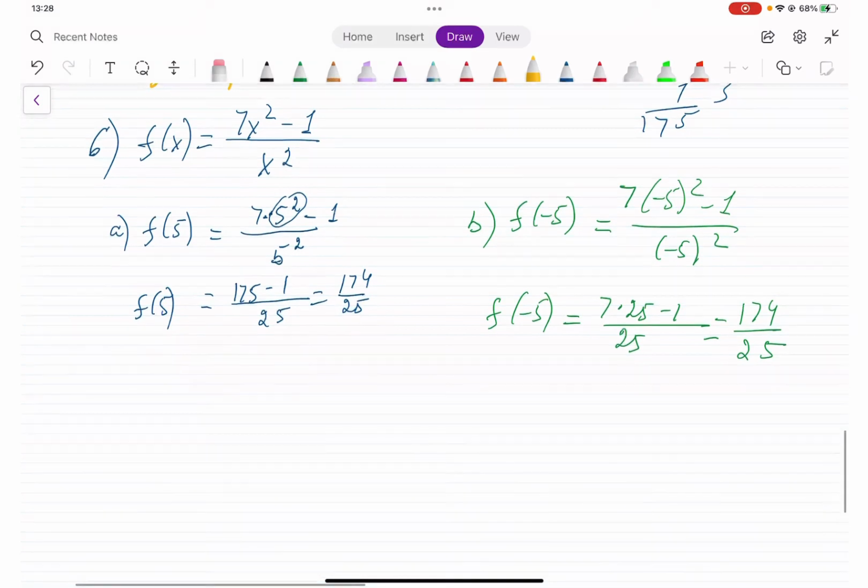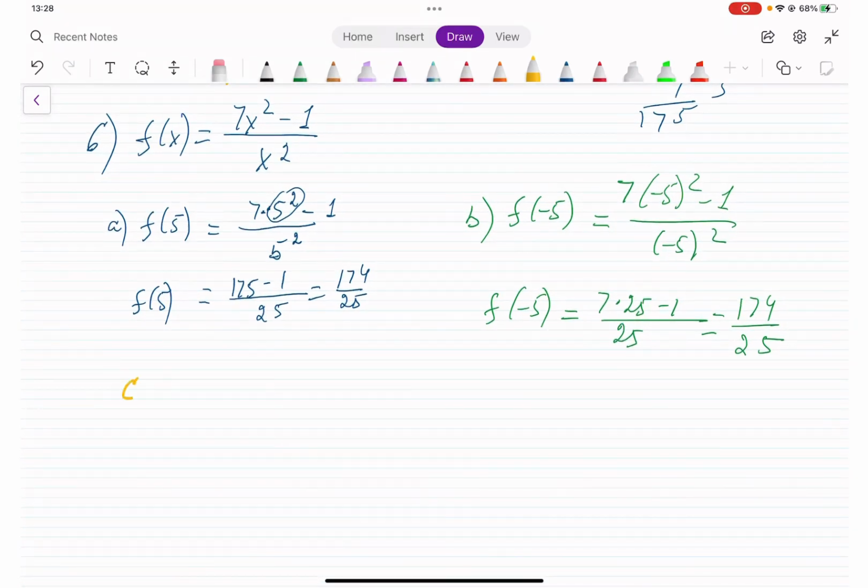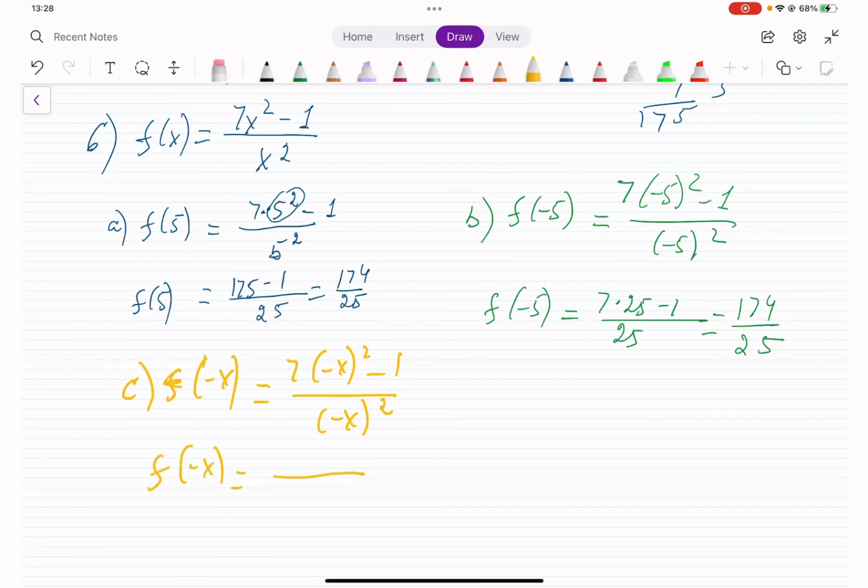And lastly, C. We need to find f of negative x. So it's going to be equal to f of x because, again, x to the power 2 is going to be the same positive x squared. Well, let's see: 7 times negative x squared minus 1. Here is negative x squared, which means f of negative x is equal to 7x squared minus 1 divided by x squared.